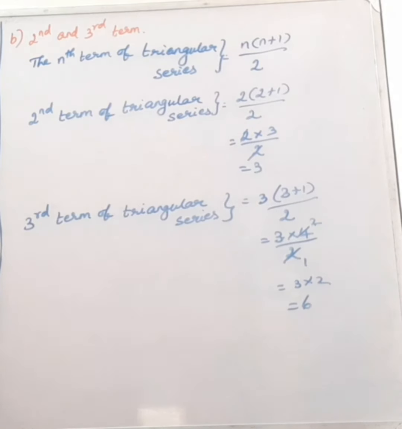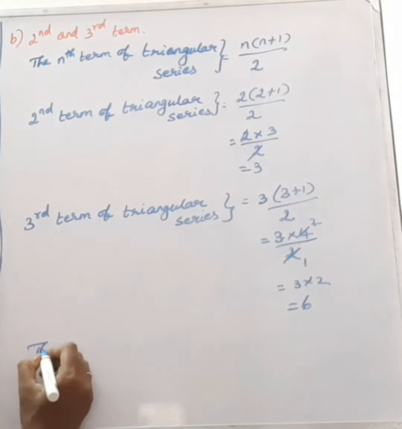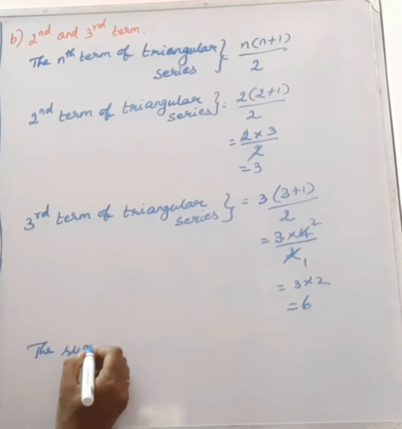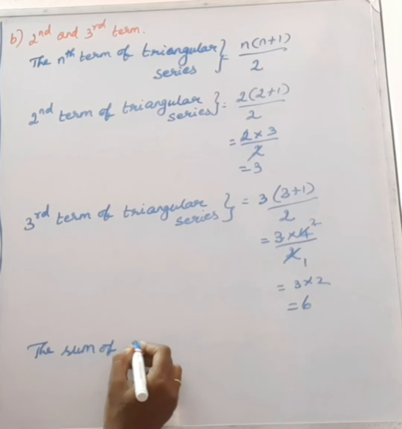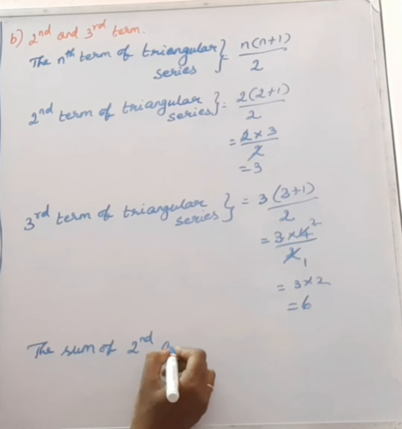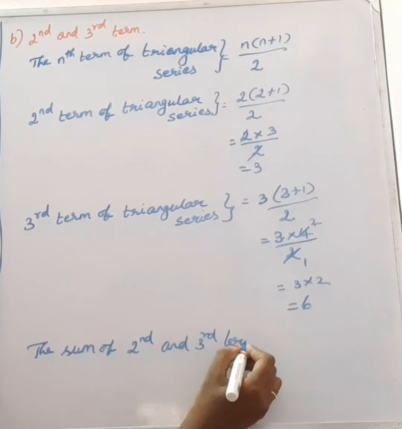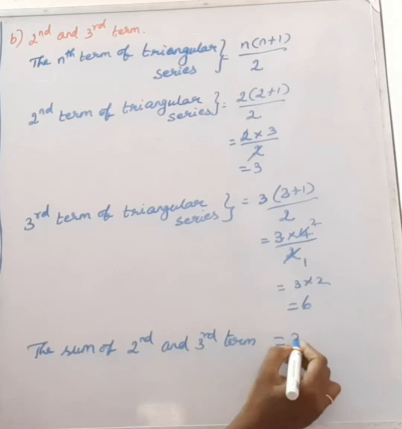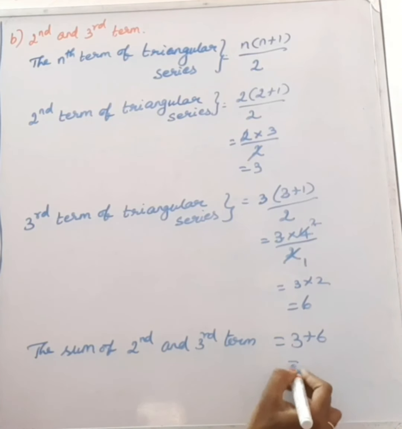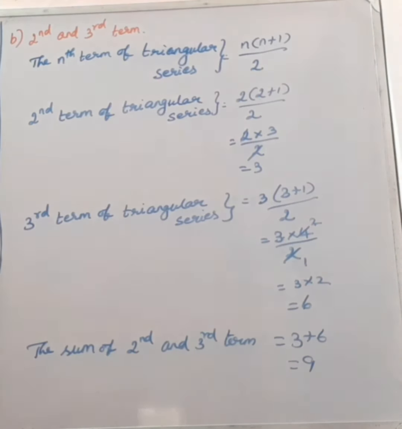So the next step they are asking us the sum. So the sum of second and third term is equal to 3 plus 6. So the value is 9. Okay, this is the answer for this sum.